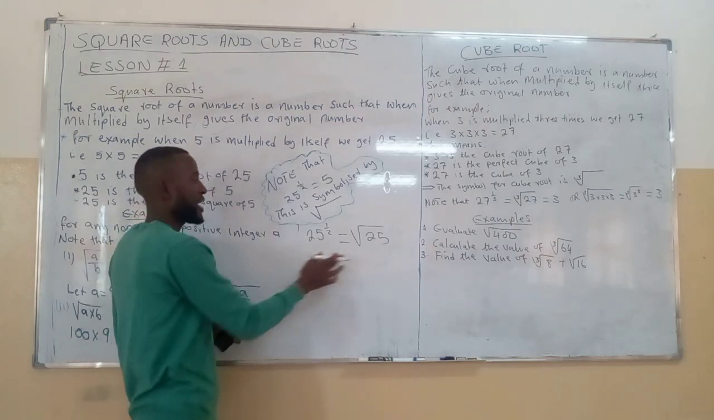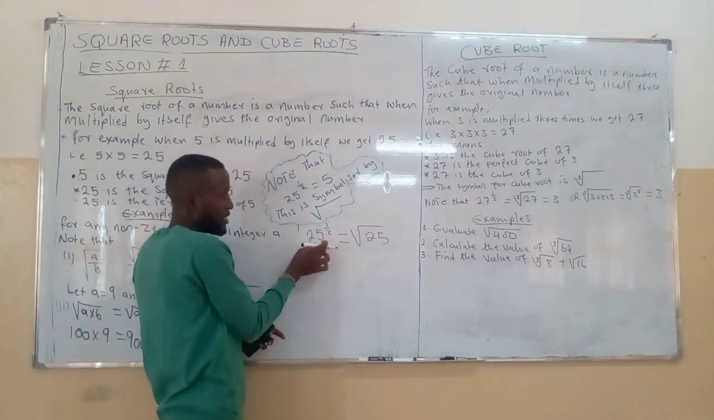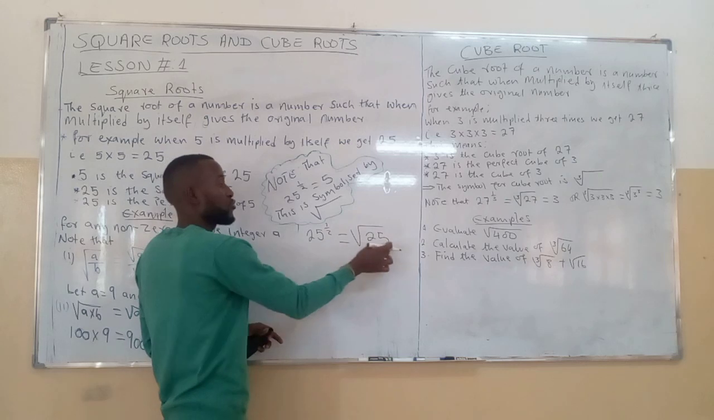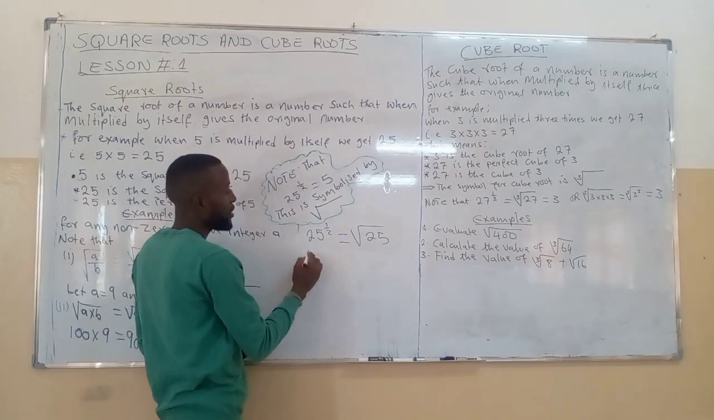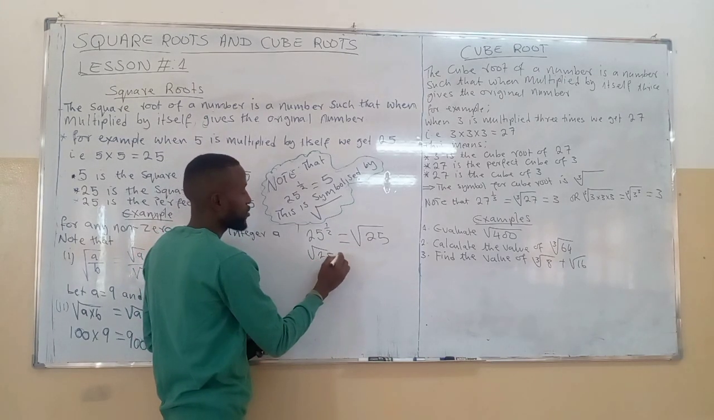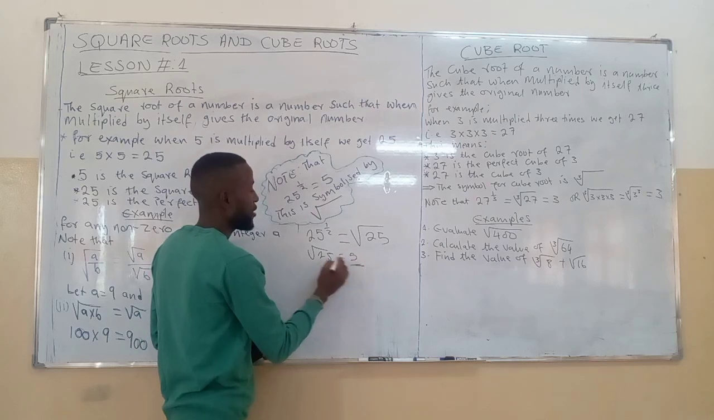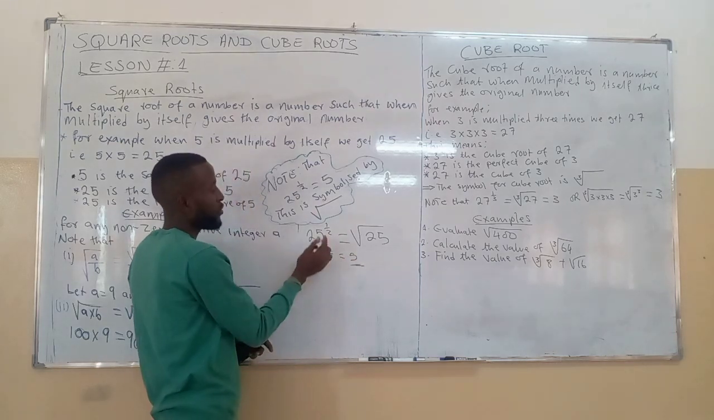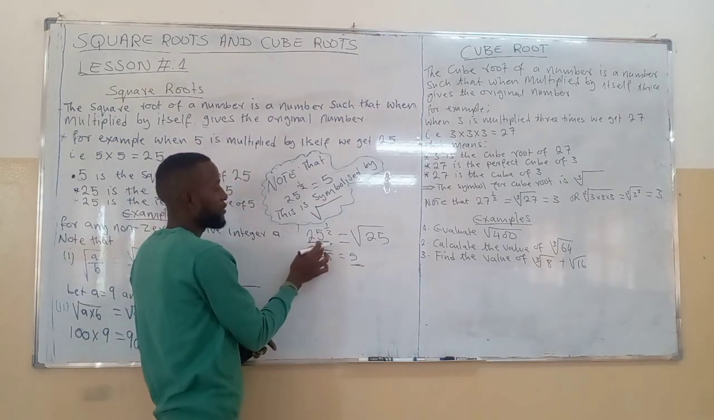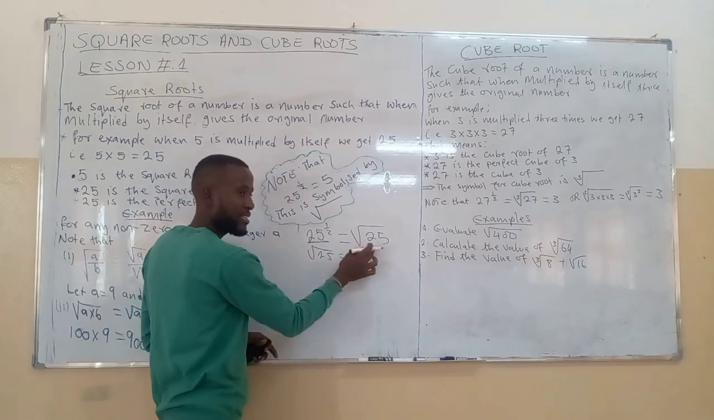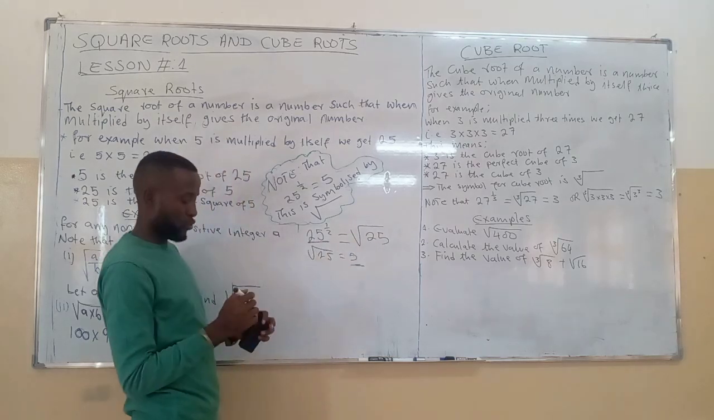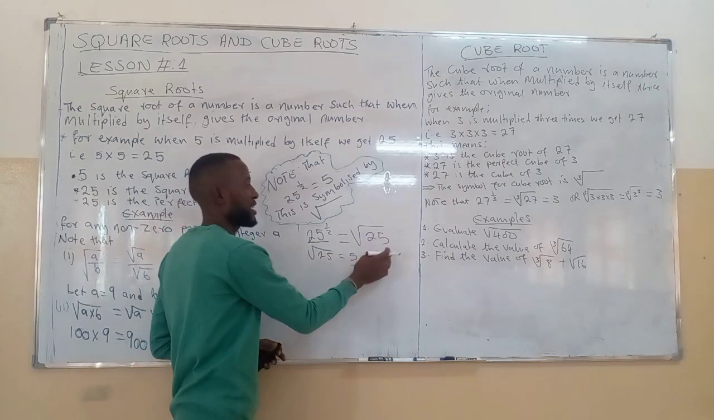So when I say the square root of 25, meaning that the square root of 25 is going to be 5. That is how you work out this one. The question may come in this format, but for you to be able to solve it, write it in this way. Then you are going to find the answer correctly.